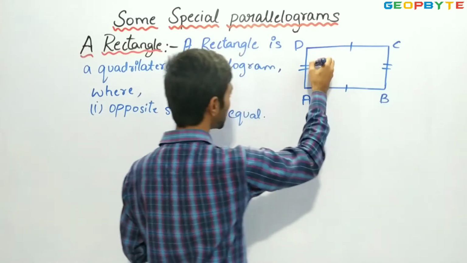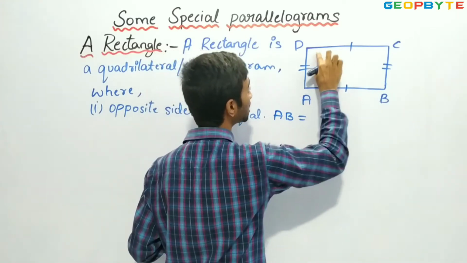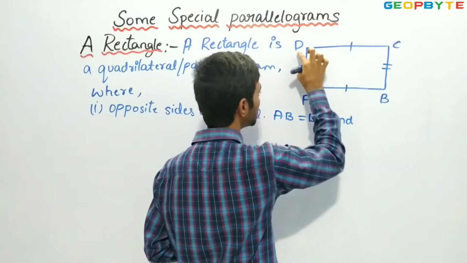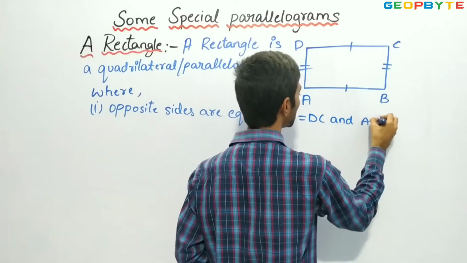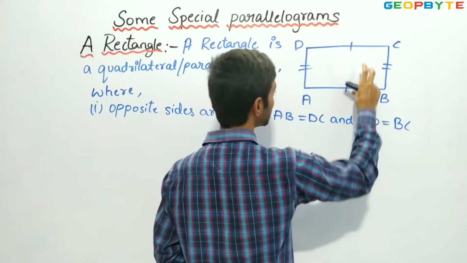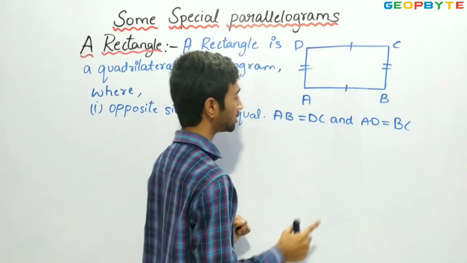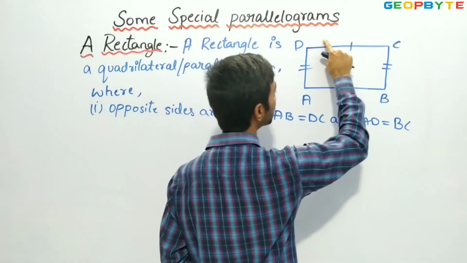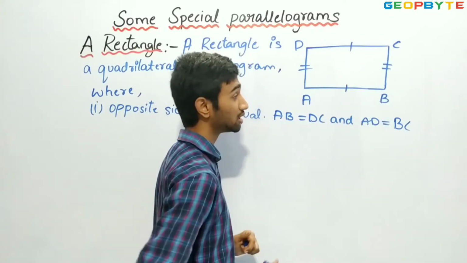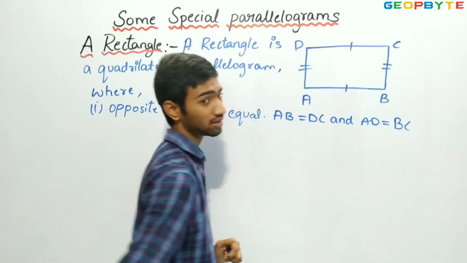So from this figure, we can write AB is equal to DC and AD equal to BC. So these two are opposite sides and these two sides will be of same length. That's why AB equal to DC, and these two are opposite sides and have same length. So AD equal to BC.